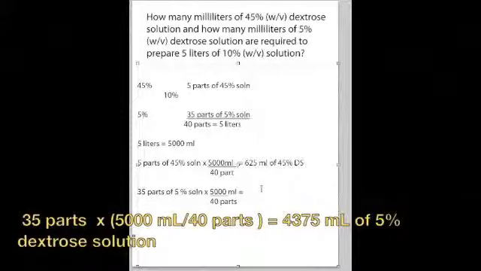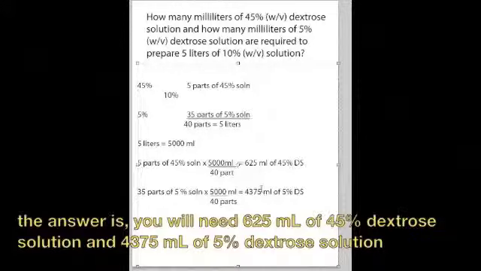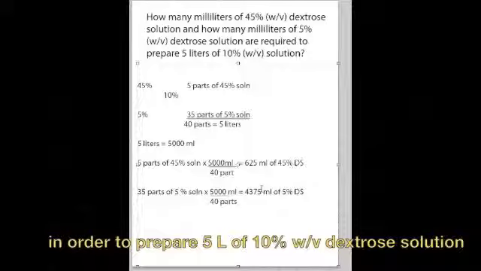And you will get 4,375 mLs of 5% dextrose solution, which we can shorten to DS. So your answer is you will need 625 mLs of 45% dextrose solution and 4,375 mLs of 5% dextrose solution in order to prepare 5 liters of 10% weight per volume dextrose solution.